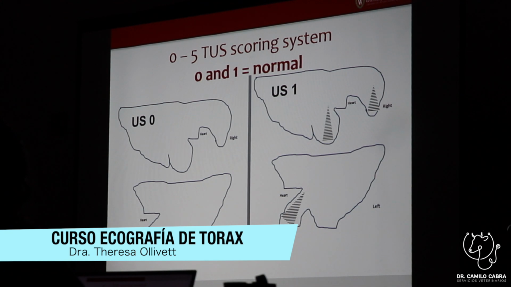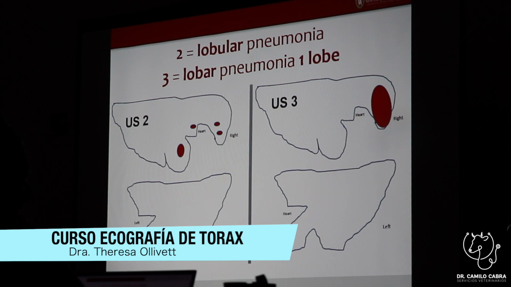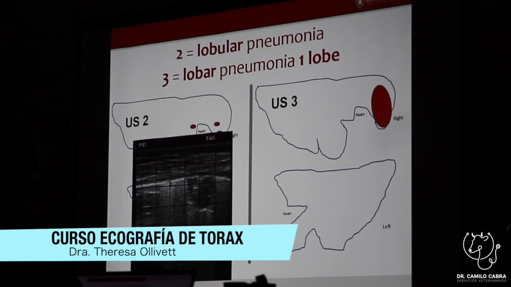Score 0 is normal. A 1 is going to be some diffuse comet tailing, which just means the surface of the lung is a little thicker. A 2 is that lobular or patchy pneumonia. 3 is one lobe. So here's an example of a lobular lesion.